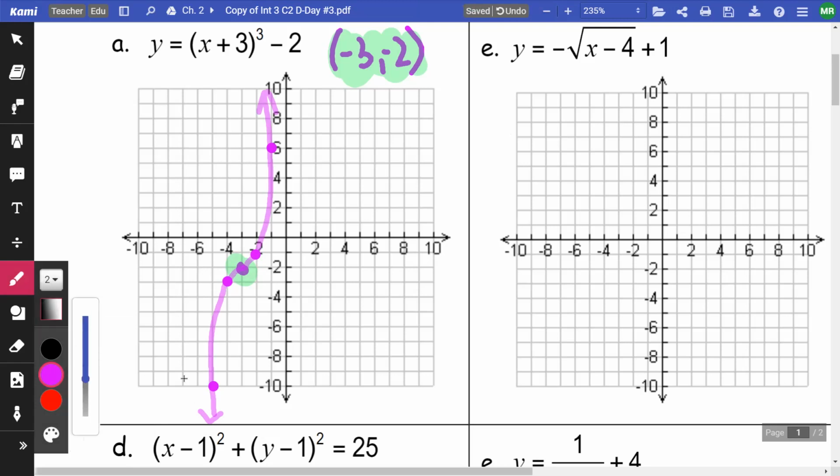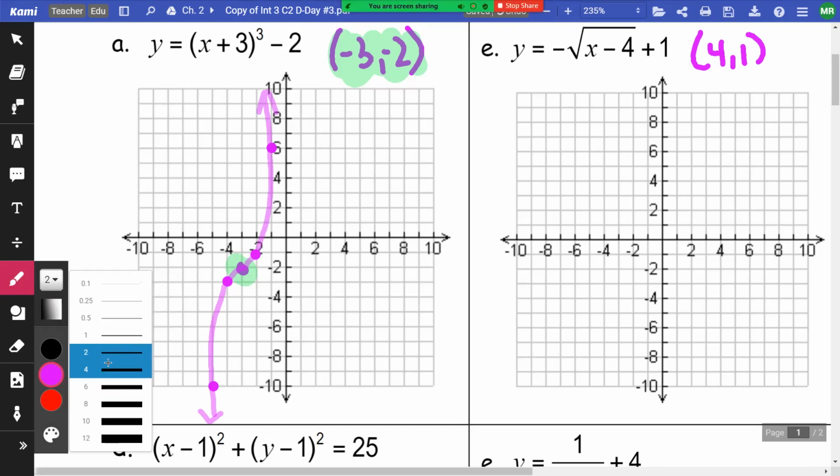On the next problem, this is a square root graph, and its inflection point is going to be 4, 1. And so I am going to go to 4, 1. So 1, 2, 3, 4, 1. And then from here, there is a negative in front. So I'm going to take square roots. I'm going to go out 1. And the square root of 1 is 1. And then times it by a negative. So I get -1.